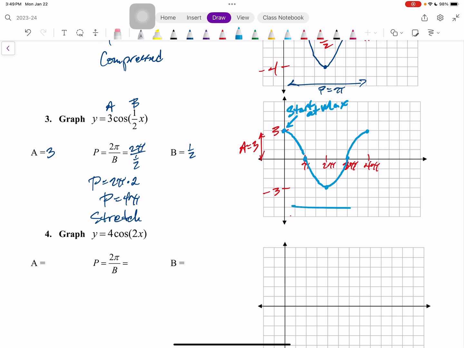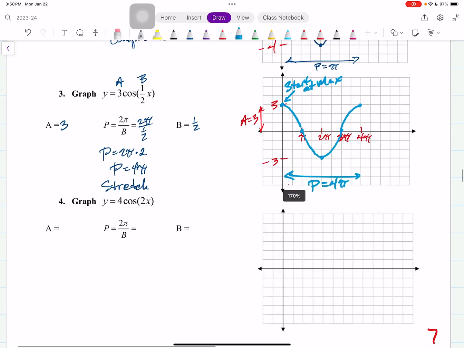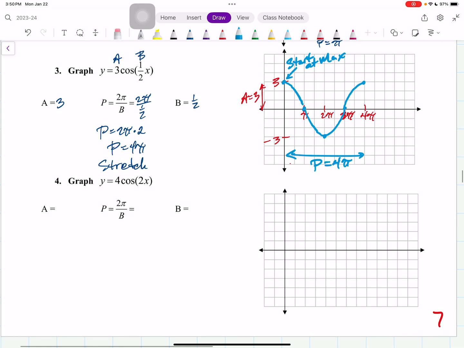There we go. And you have one cycle or one period of this function, 3 cosine of 1/2 x. There we go. That's how the game is played, my friends. Okay, so now, last one, and then you guys do the rest here. Because you got to try some on your own. And then you can check my instructor's notes for the rest.